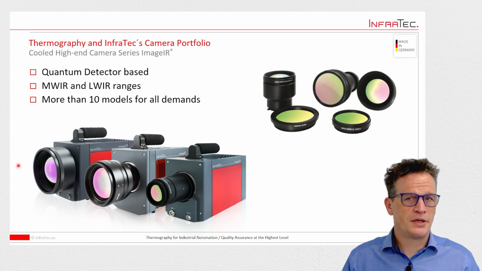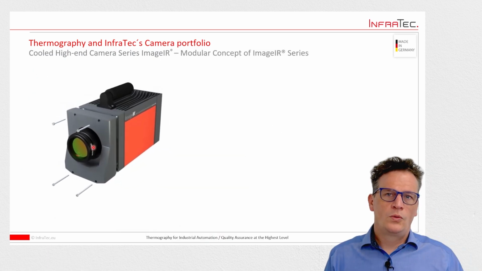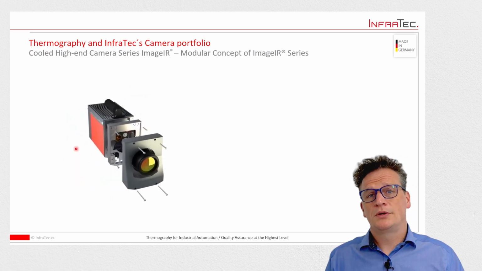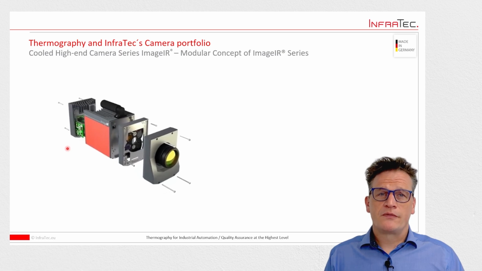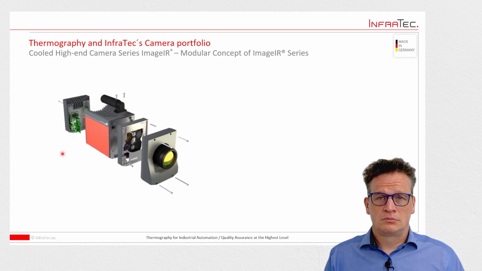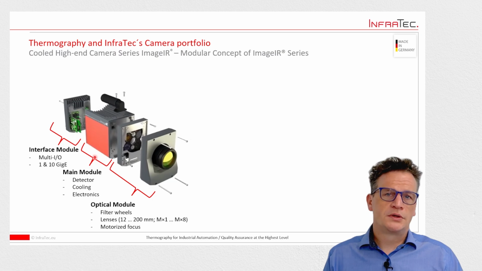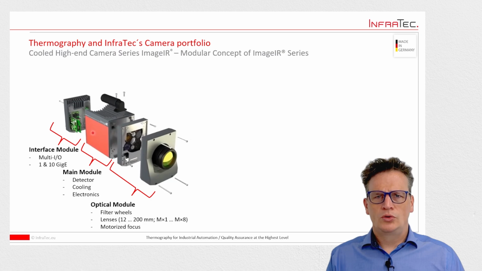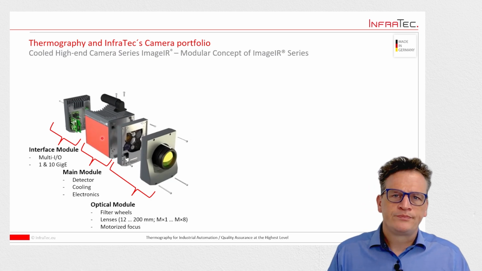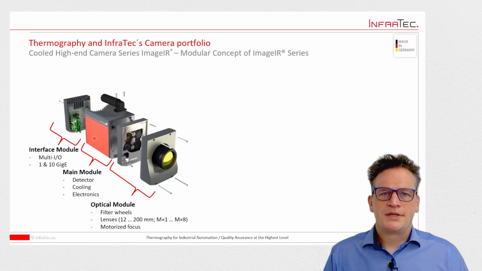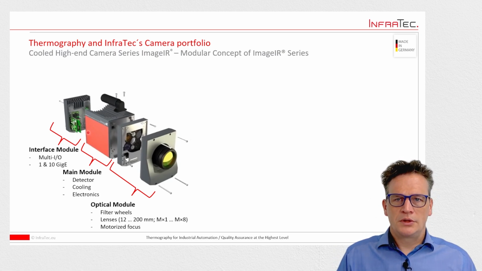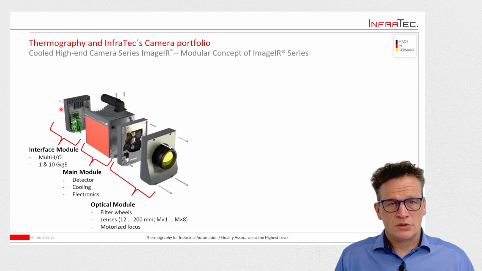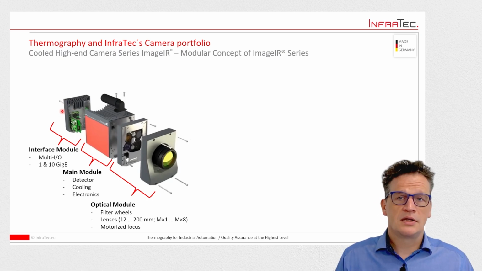One of the standout features of the ImageIR series is its modular design. Each camera consists of 3 main modules. The optical module includes filter wheels, interchangeable lenses or motorized focus. The core module, the main module, houses the detector, the cooling system and the electronics. And the interface module provides the in and out connections, the GigE or 10 GigE interface.